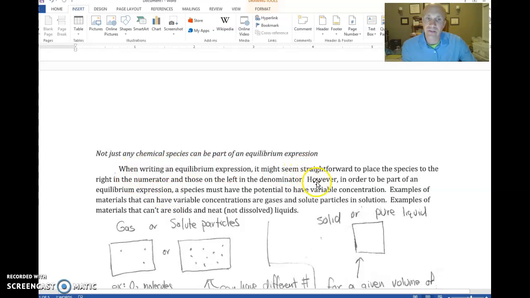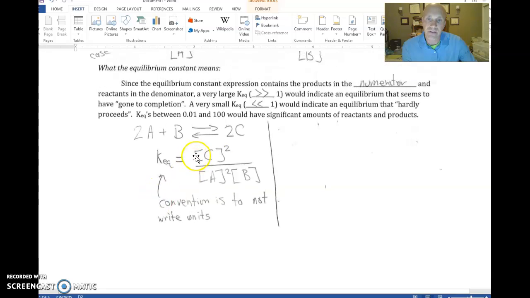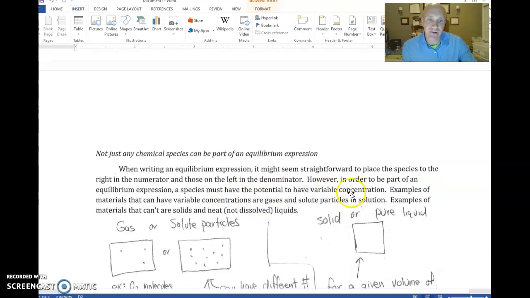Essentially, in order to be part of this equilibrium expression, that chemical species has to be something that has the potential to have a variable concentration. So what I mean by that: first of all, examples of materials that can have variable concentrations. There are two major categories, gases and solute particles. In contrast, things that can't have variable concentrations are solids or neat, and neat means just pure liquid. I'll give you an example of that in just a second.